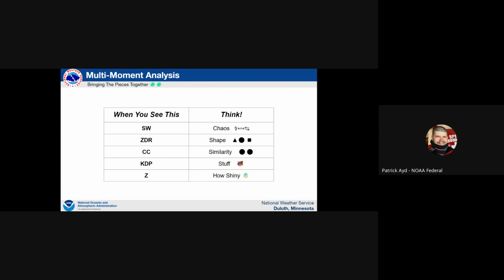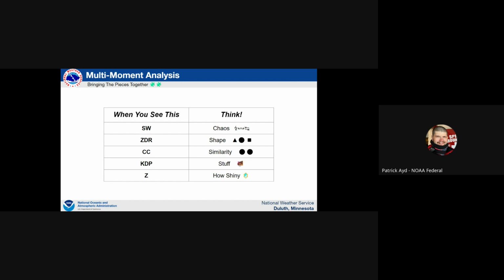When you see ZDR, think shape. When you see CC, it's similarity. KDP is stuff. I put a turkey on there because, turkey and stuffing, there wasn't really a good icon for stuff, so that's what you get. And reflectivity is how shiny. So we're just breaking it down to these simple physical connections to what these parameters really mean, and then you can really put the pieces all together.